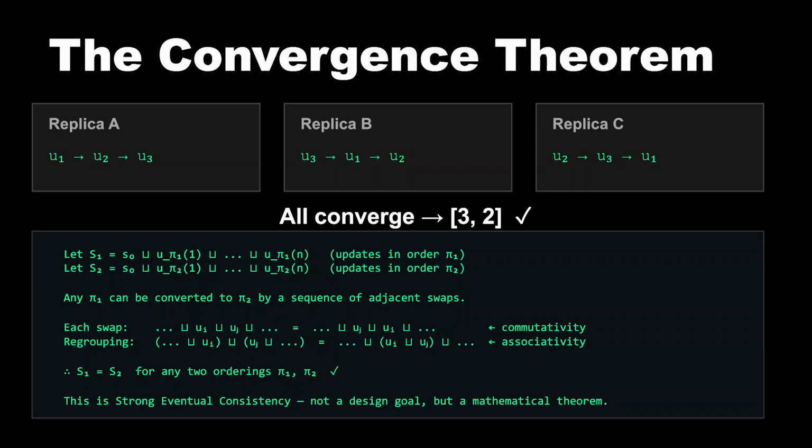The proof is elegant. Any ordering can be transformed into any other ordering by swapping adjacent elements, like bubble sort. Each such swap is valid because of commutativity. Regrouping is valid because of associativity, so every possible ordering of the same updates produces the identical final state. This is called strong eventual consistency, and it is not a design goal or an engineering effort. It is a mathematical theorem.